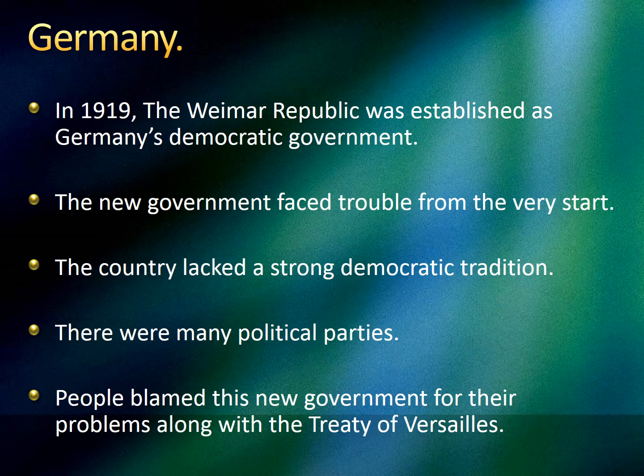There were also many political parties in Germany, and so when the Weimar Republic comes about, many people are going to blame this new government for a lot of their problems, and they're also going to blame the new government for the Treaty of Versailles too. Remember, the Treaty of Versailles definitely ended World War One, and it punished Germany a lot for many of the causes of World War One, and many people were not happy with that, so they blamed their government for agreeing to this treaty.